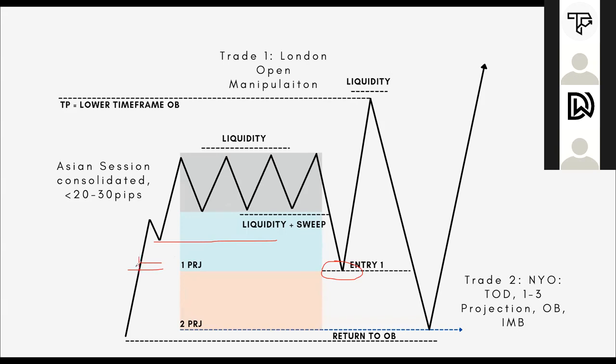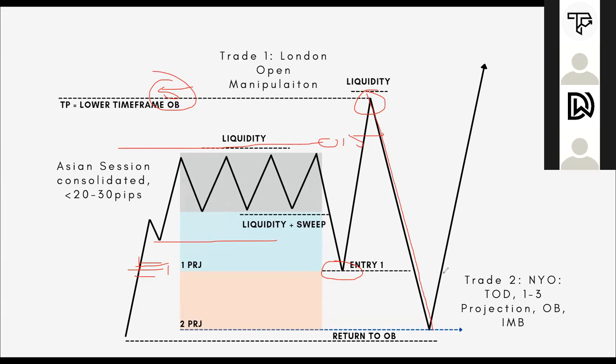So maybe this was from the 50 minutes and we have the 50% over here, and we then have a 5-minute order block from the lower time frames up there. That is then where we take our profits. And then you'll see price just shoots towards the downside.